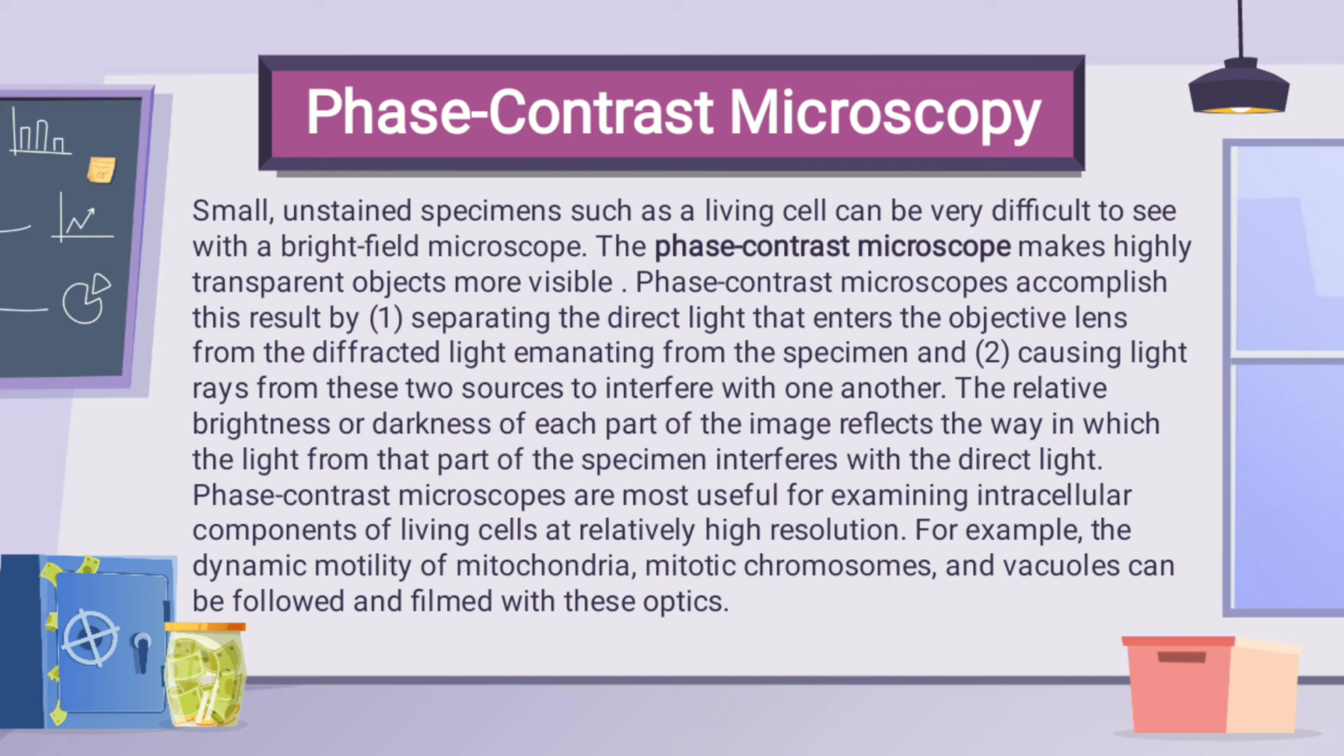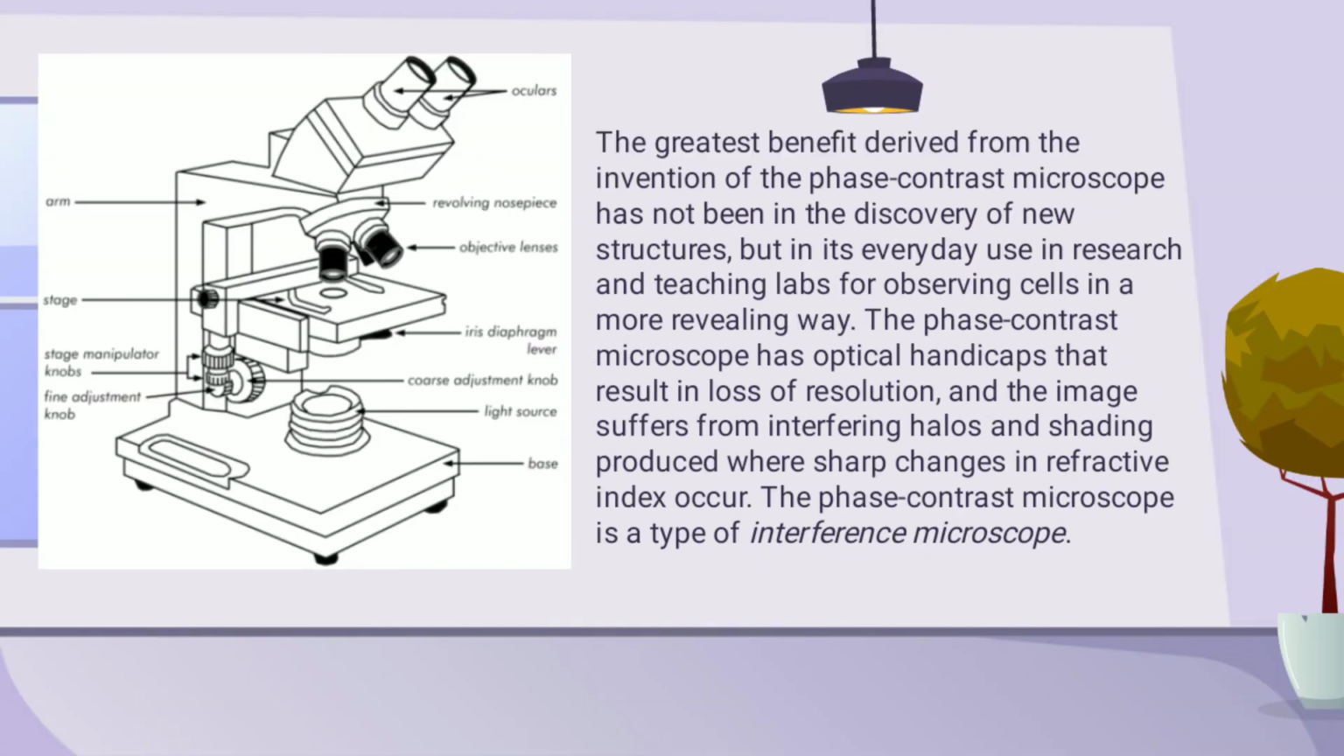Phase contrast microscopes are most useful for examining intracellular components of living cells at relatively high resolution. For example, the dynamic motility of mitochondria, mitotic chromosomes, and vacuoles can be followed and filmed with these optics. The greatest benefit derived from the invention of the phase contrast microscope has not been in the discovery of new structures, but in its everyday use in research and teaching labs for observing cells in a more revealing way.